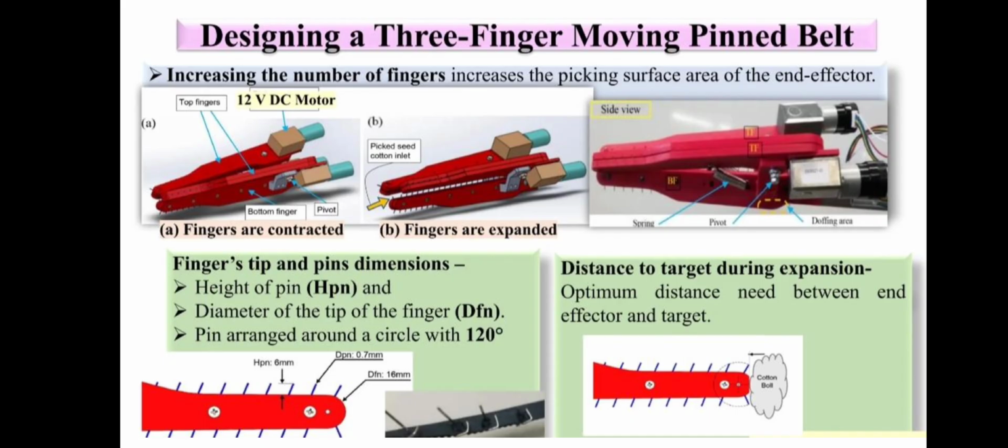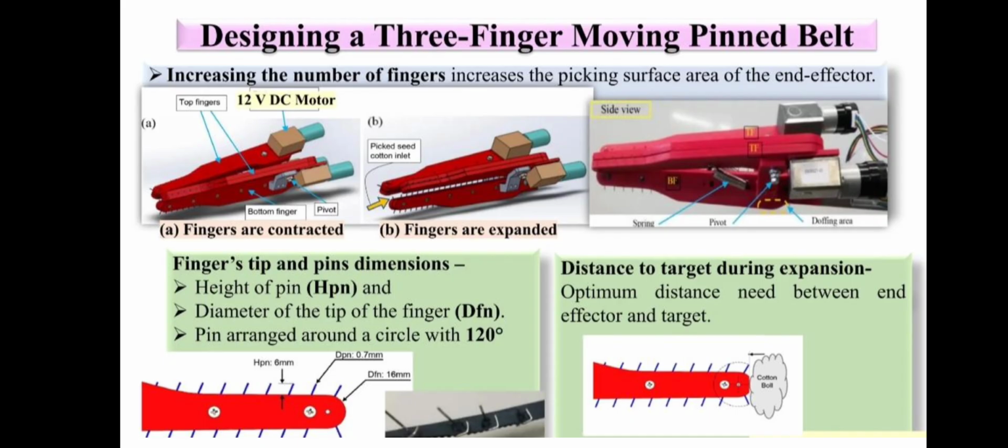Increasing the number of fingers increases the picking surface area of the end effector. And in the first view, fingers are contracted. In second view, fingers are expanded. This is the side view of the three finger moving pin belt. So fingers, tip and pin's dimensions, height of pin, diameter of the tip of the finger, and pin arranged around a circle with 120 degree. This is shown in this figure, and the distance to target during expansion is the optimum distance needed between end effector and target.